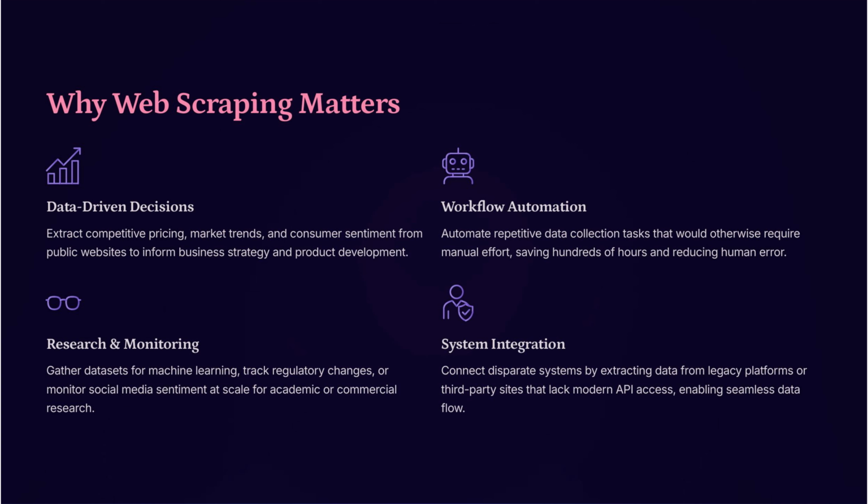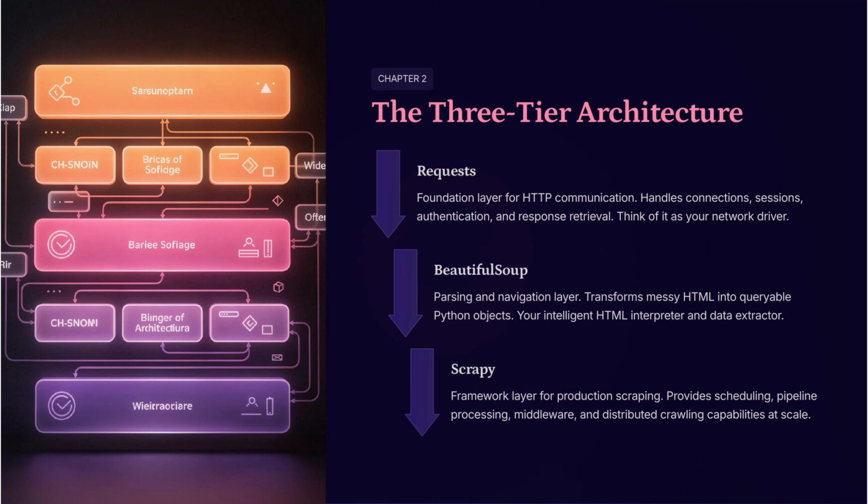The three-tier architecture in web scraping consists of Requests, Beautiful Soup, and Scrapy. Requests serves as the foundation, managing hypertext transfer protocol communication. Beautiful Soup acts as the parsing layer, converting hypertext markup language into Python objects. Scrapy is the framework layer, offering scheduling, pipeline processing, and distributed crawling for scalable production scraping.